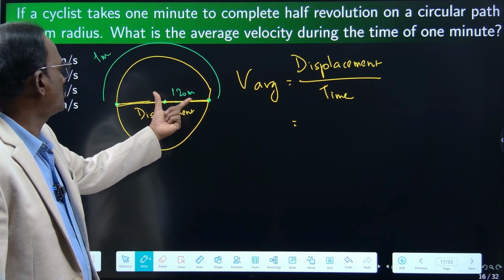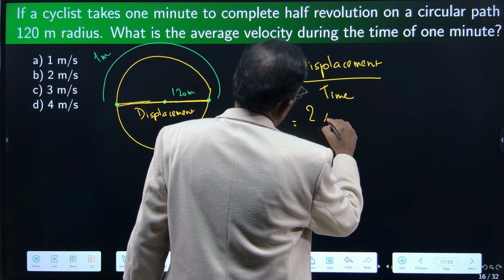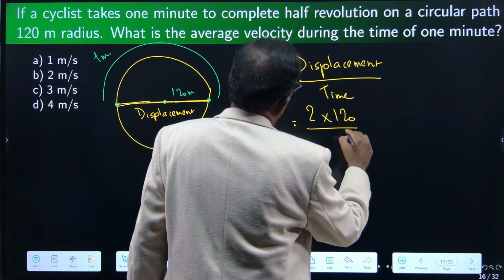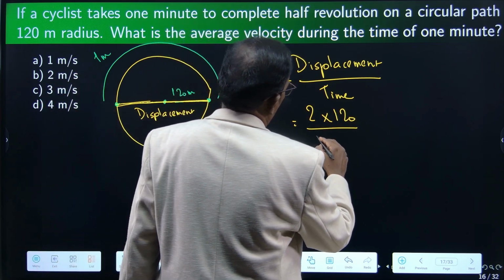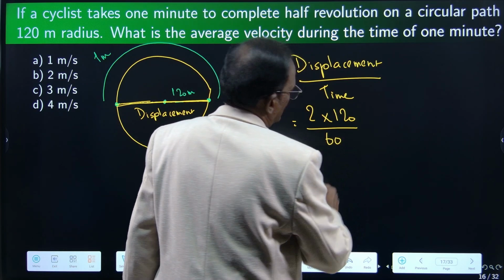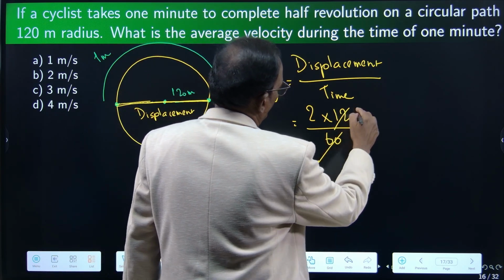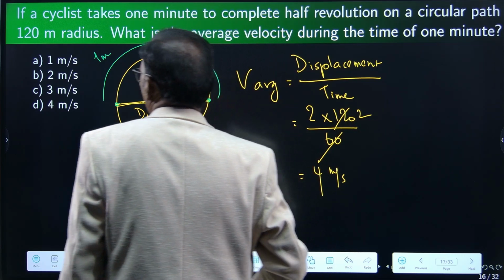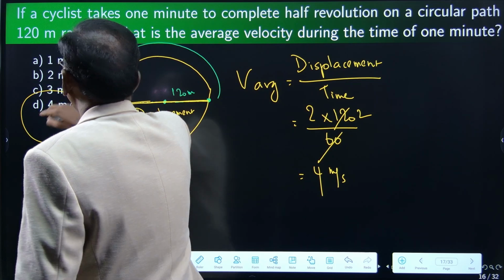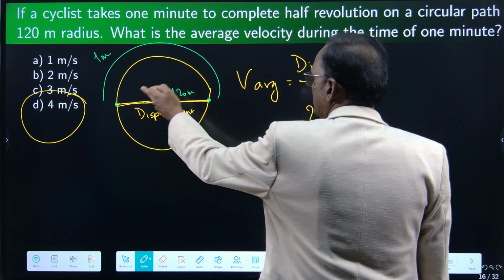Displacement: the radius is 120 meter, so this is nothing but the diameter, 2 into 120. Time is 1 minute, and the answer is in meter per second. So 1 minute is written as 60 seconds, right? So the answer is 4 meter per second, option D. So displacement is the line joining the starting place and the ending place.